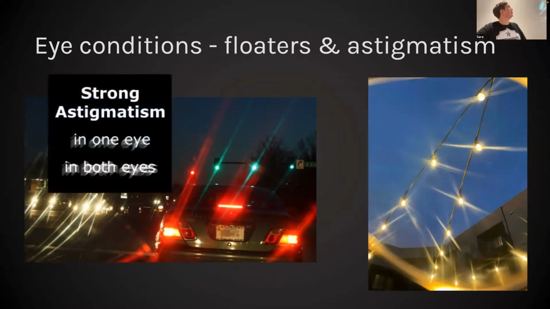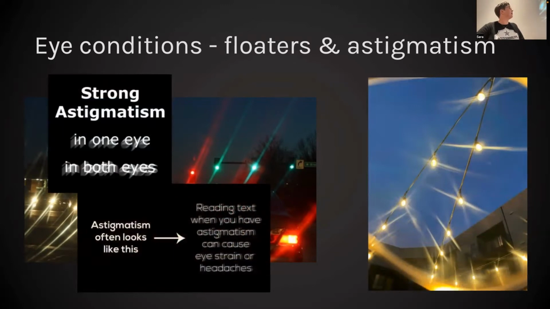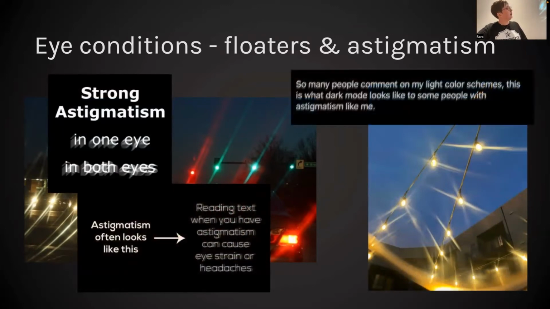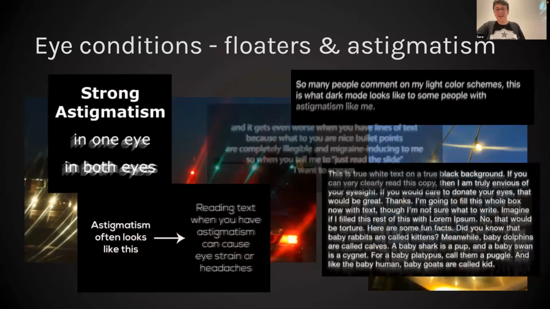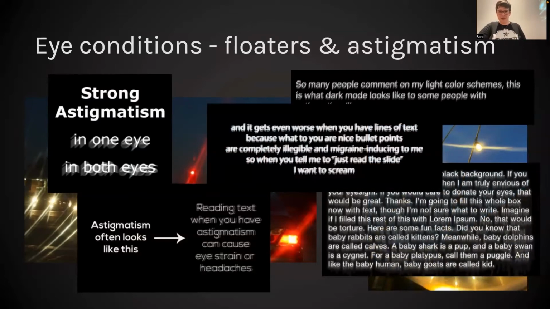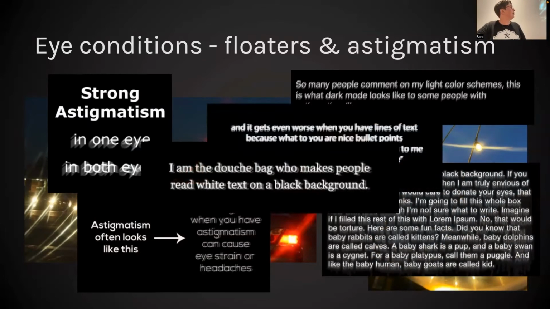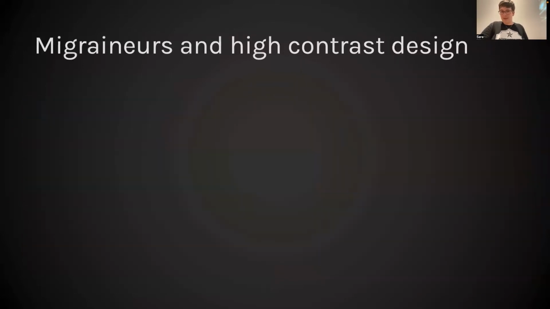And then there's a whole load of people on the internet who are clearly quite angry about dark mode, because there's so many of these things. So many people comment on my light color scheme. This is what dark mode looks like to some people with astigmatism like me. And you don't have to read all that. But I'll share the slides later if you really want to. And it gets even worse when you have lines of text, because what to you are nice bullet points are completely illegible and migraine inducing to me. So when you tell me just read the slide, I want to scream. And this is me. I am the douchebag who makes people read white text on a black background. So tempering is a good thing.